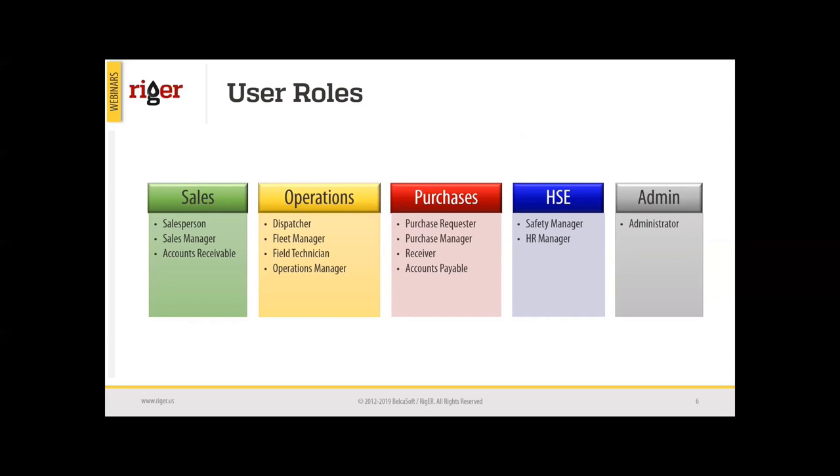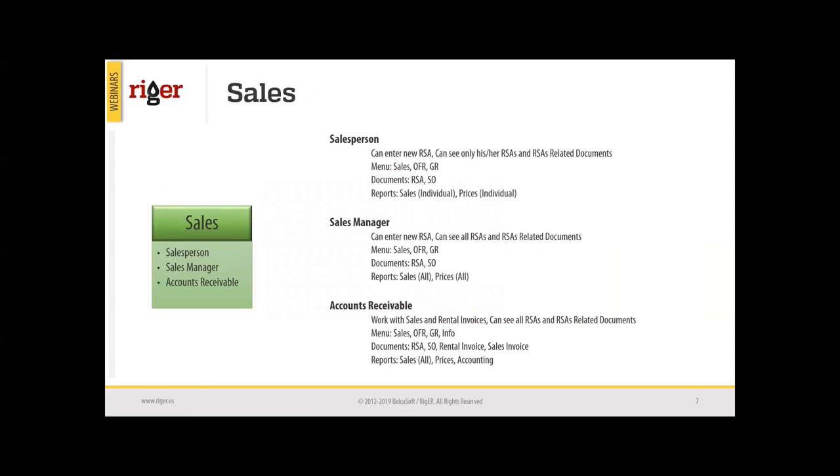We have different roles to segregate different functions in Rigger and to understand different rights in the system. Now you can find 5 different groups of user roles: sales, operations, purchases, HSE, and admin group. In each of these groups, you can see different roles. Each role defines what procedures you can run in the system, which documents you are able to edit or just read, and which menu options are available for this specific role. Let's start with the sales group.